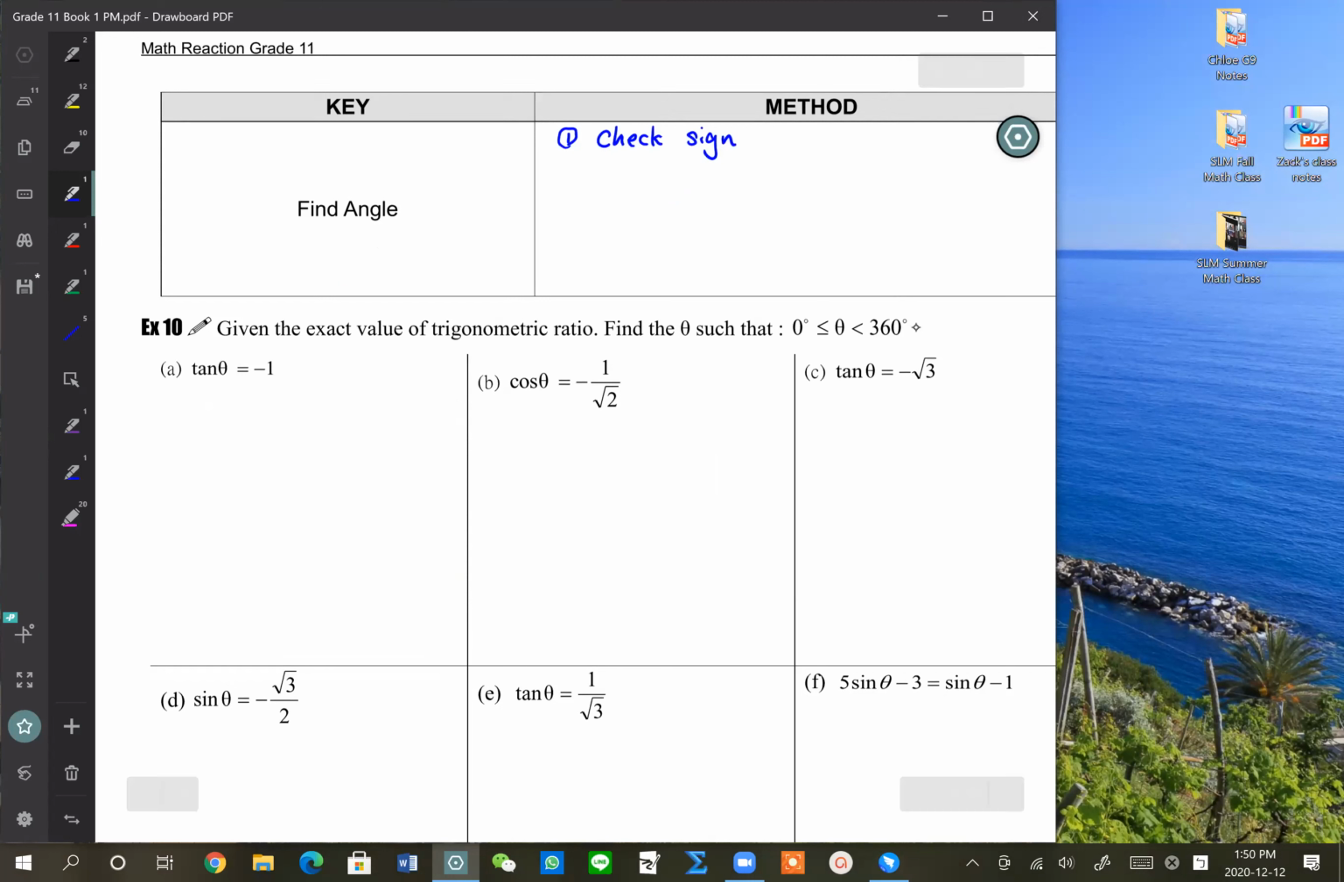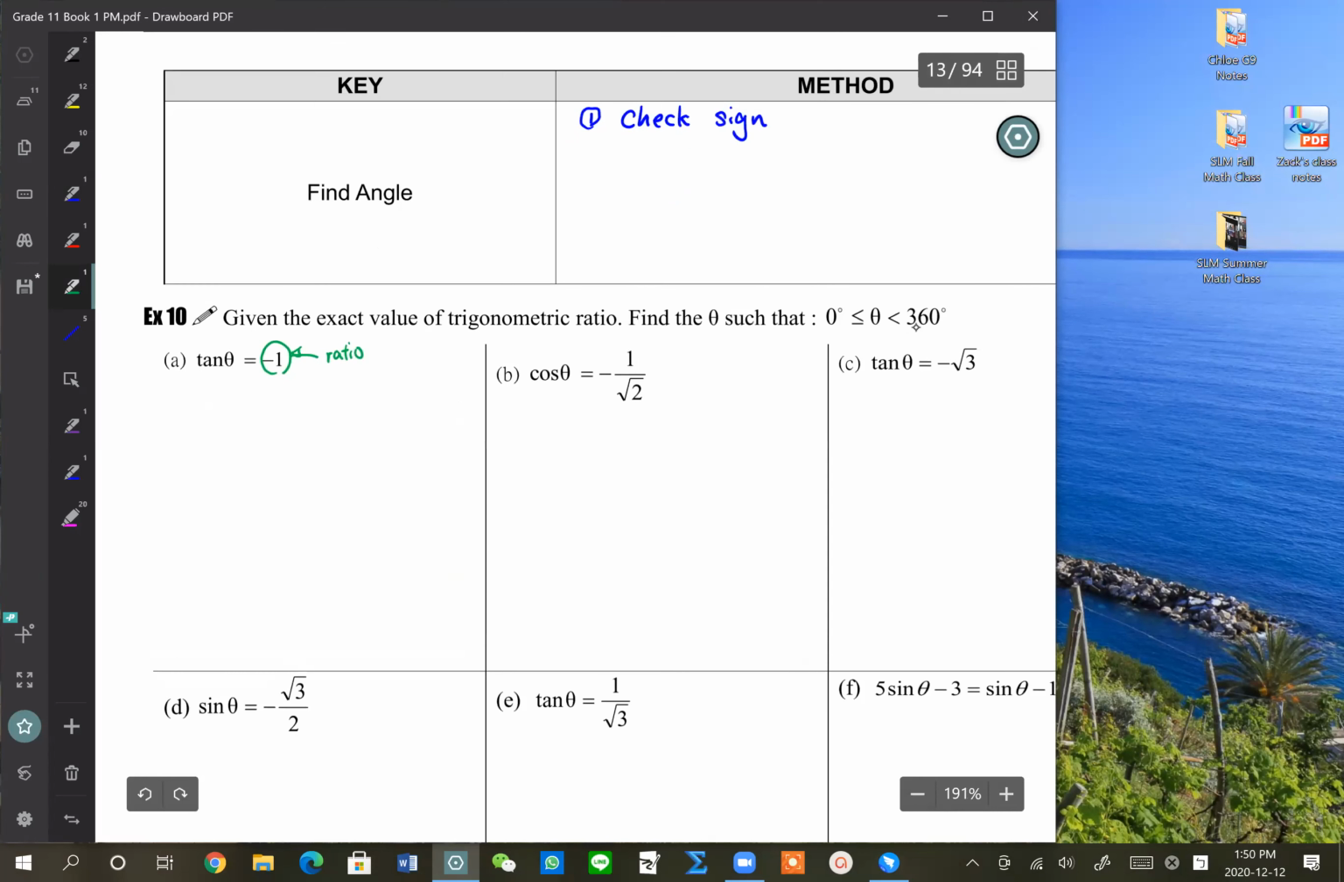Over here, they give you this, which is called the side ratio. So given the exact value also means side ratio, or trig ratio. It's just different words. They give you that. Find the theta means find the angle such that the angle is in between 0 to 360. This one is called the domain.